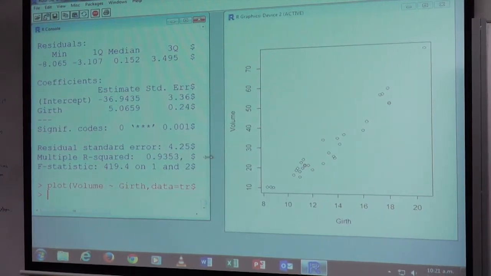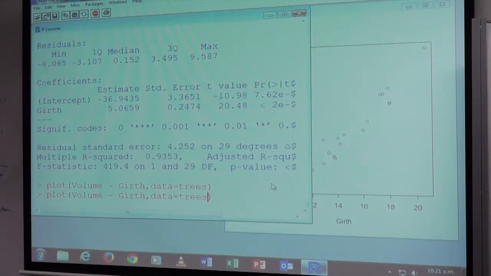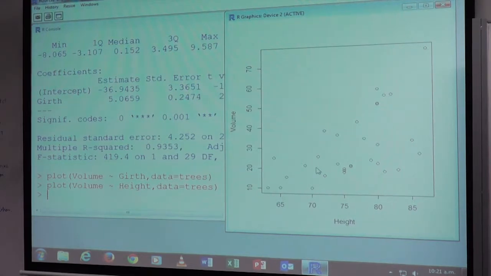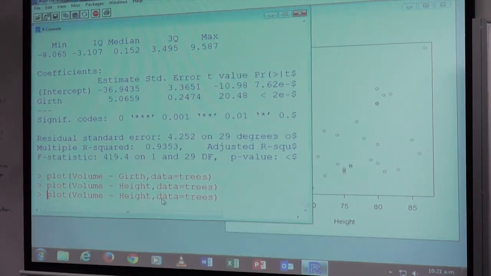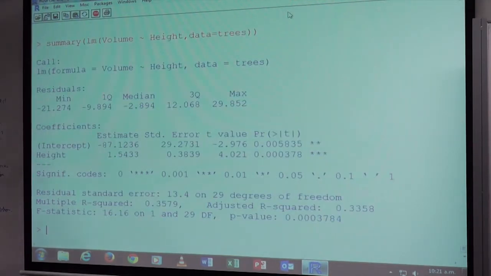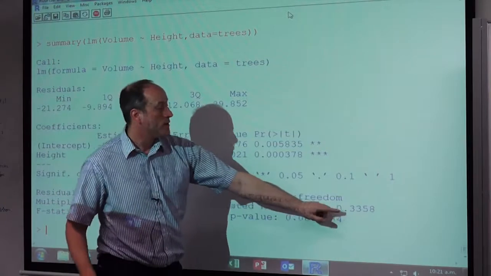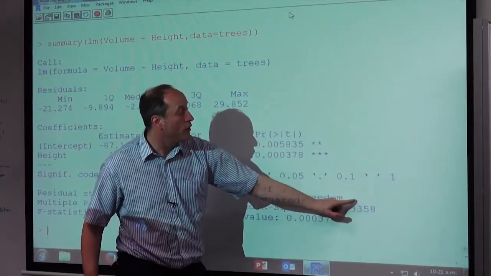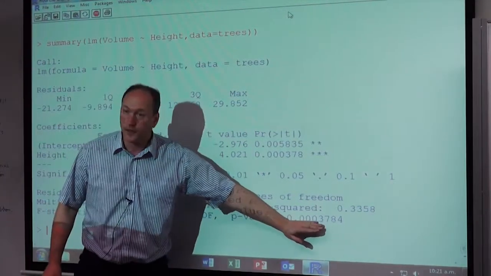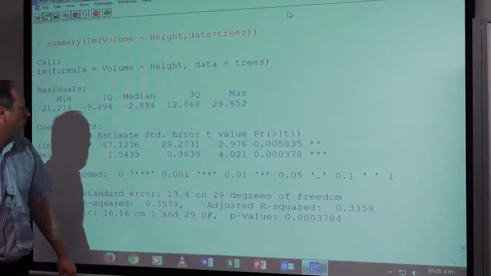So it's got the deficiency that it predicts negative volume for small girths. Let's have a look at volume as a function of height. There it is. Now you'd expect the R squared to be smaller, and indeed it is. Instead of being 93%, it's 33%. So that says it's a much looser collection of points around the straight line. The p-value is still significant, but the R squared is quite small.